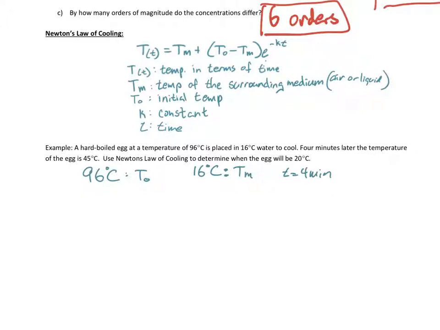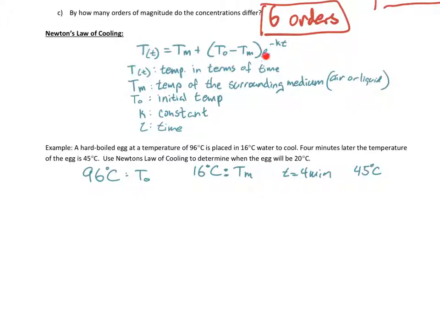The egg is 45 degrees Celsius. So what is that? 45 degrees Celsius. All right, so we have an initial temperature that we're starting with. We're submerging into water. Some time is passing. And then we have the new temperature of the egg.